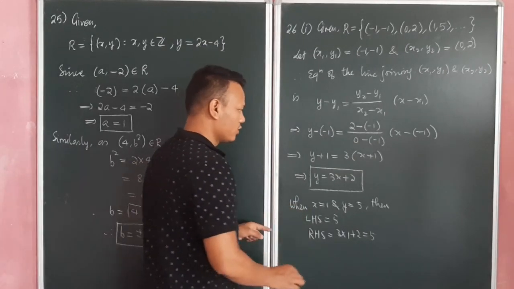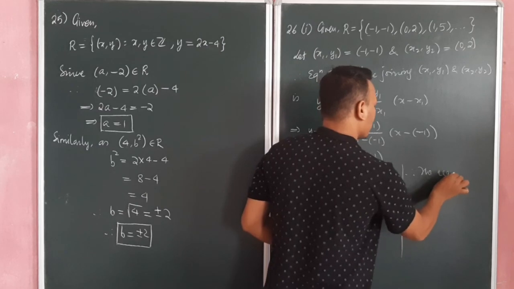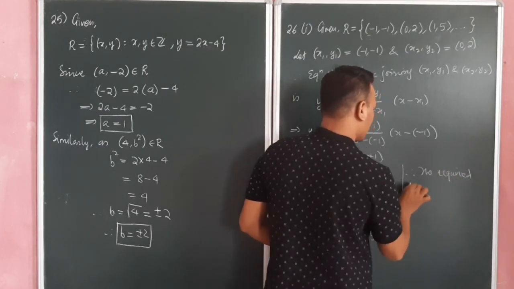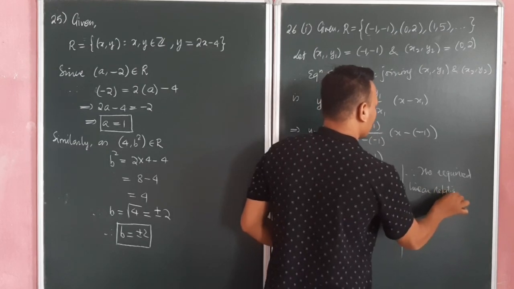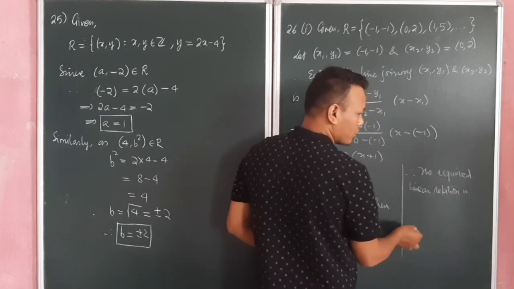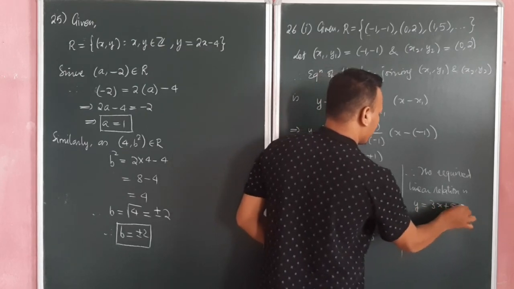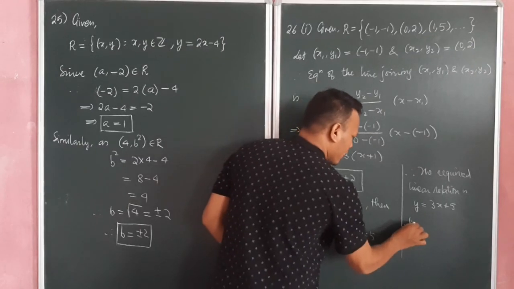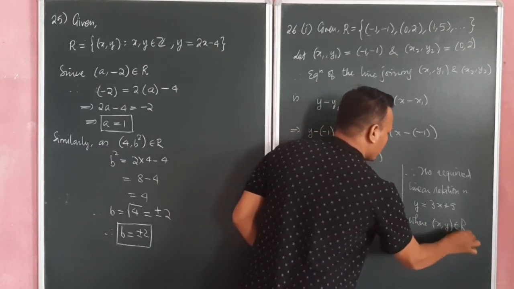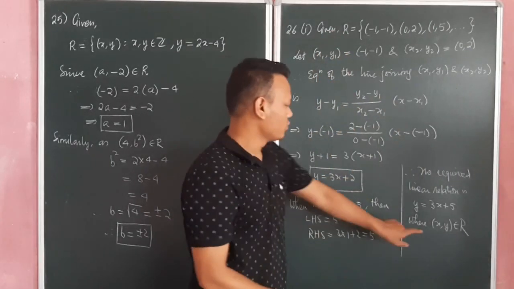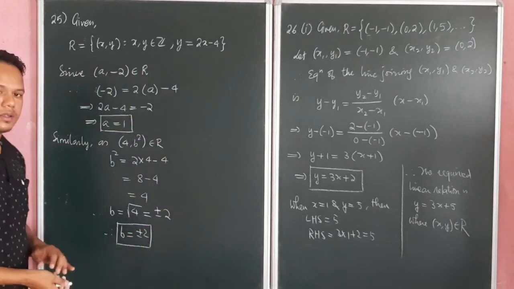Okay, so at last you will write, therefore the required linear relation is y equals 3x plus 5, where x comma y comes from this relation. So at last you need to write this as well. So pause the video and note it down. Thank you very much.